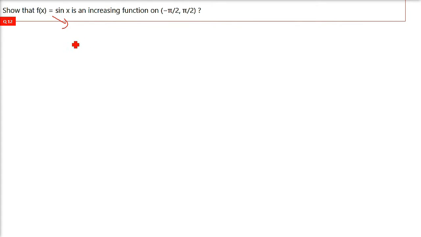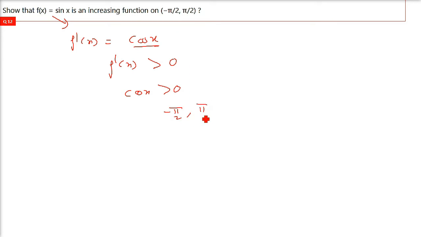So f(x) is equal to sine x. f dash x will be what? Derivative of sine x will be cos x. Now in negative pi by 2 and pi by 2, please remember, pi by 2 is 90, negative pi by 2 is also 90, but on the other side. So when we can show f dash x is greater than 0, that is cos x is always greater than 0, it will be an increasing function. So negative pi by 2 to pi by 2, you already know it is always increasing, always positive.